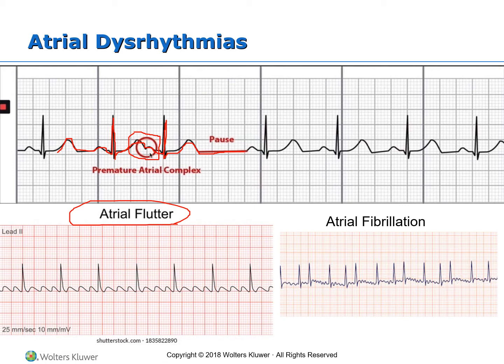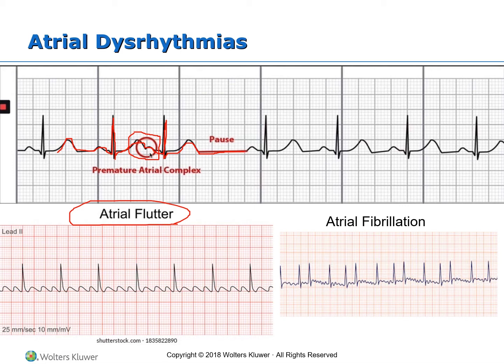AFib is the most common sustained dysrhythmia. It causes electrical changes in the atrial myocardium and structural remodeling of the electrical circuit, and it also causes fibrosis. The abnormalities in the atria cause rapid, disorganized, uncoordinated twitching of the atrial musculature. And so you can have many different types of treatments. The patients are at increased risk for heart failure, MI, as well as embolic events.